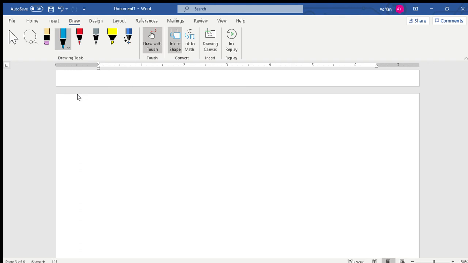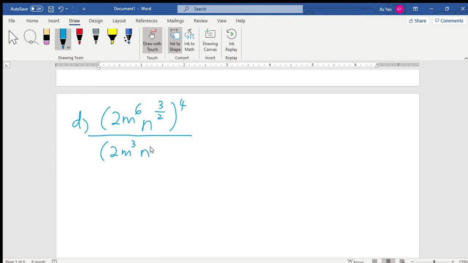It's question D. So question D, 2m to the power of 6, n to the power of 3 over 2, raising the power of 4, divide 2m to the power of 3, n to the power of 4 over 3, raising the power of 6. So 2. Okay, suddenly change to arrow.